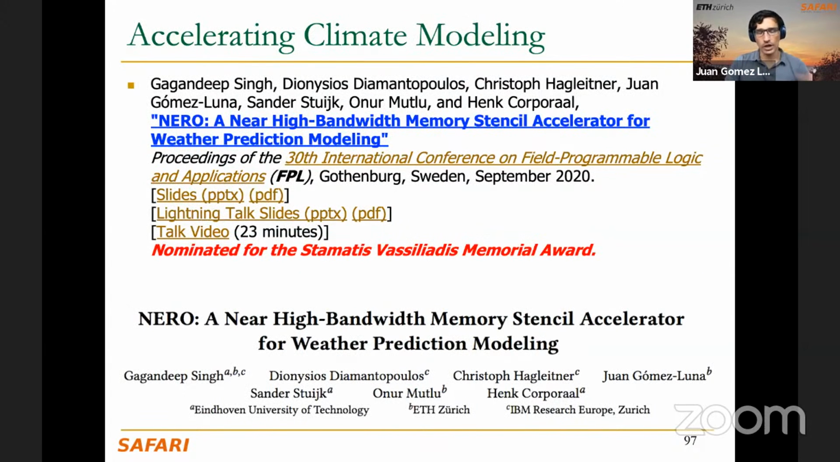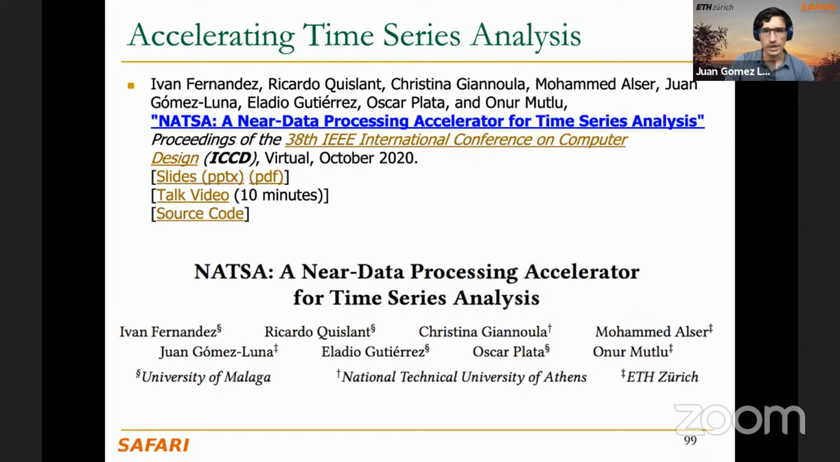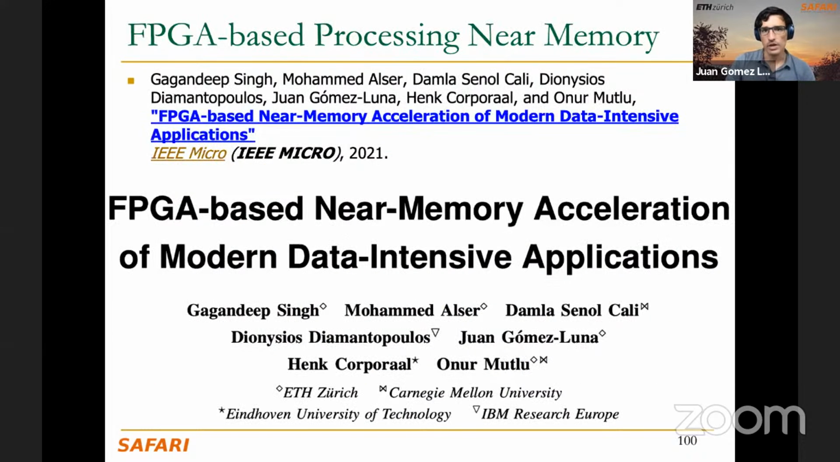And then we have other examples of accelerators, like this near memory stencil accelerator for weather prediction modeling, or this one for accelerating genomics workloads, or this one for time series analysis, or here we have another one, FPGA-based near memory acceleration for modern data-intensive applications. In this particular paper, we talk about the weather prediction that I just mentioned before, but also genomic workloads like the Sneaky Snake algorithm developed by Mohammed in his PhD thesis. Maybe we'll talk about it soon as well.